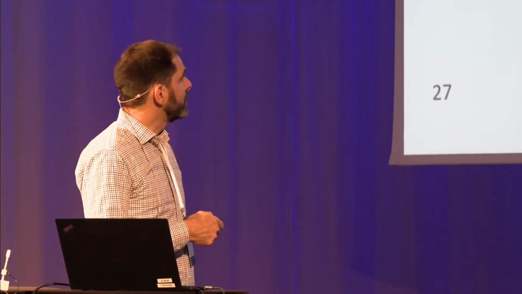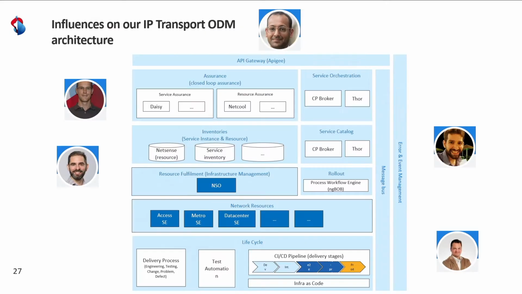So within an ODM, you see things like the network resources, of course. They're the heart of it. The service edges in the metro, in the data center, in the core, on top of which we have a resource fulfillment layer. And for that resource fulfillment layer, we do use NSO. Then we have inventories. We have inventories for the services. We have inventories for the resources. We also have assurance for services and resources. And then there is a service orchestration layer.